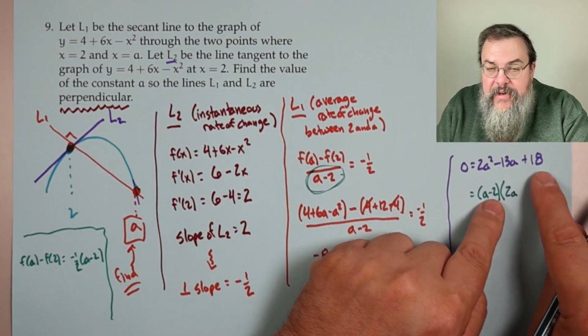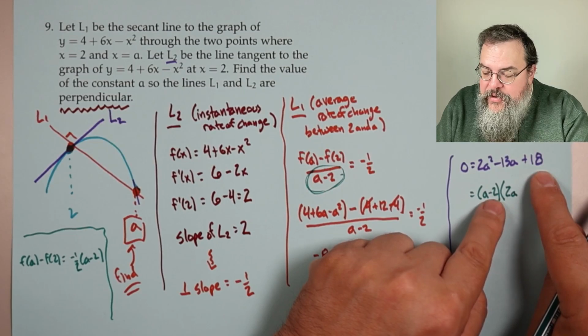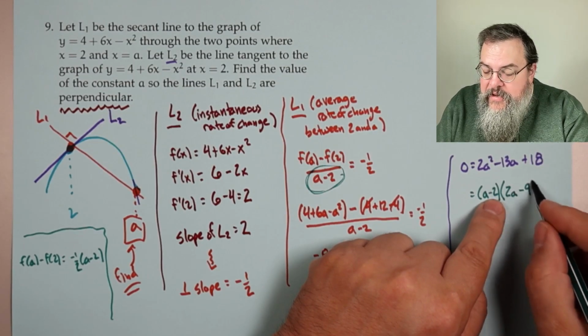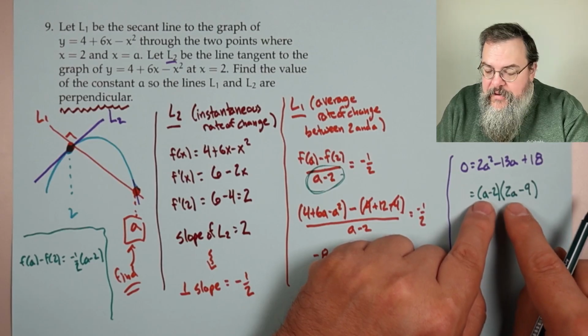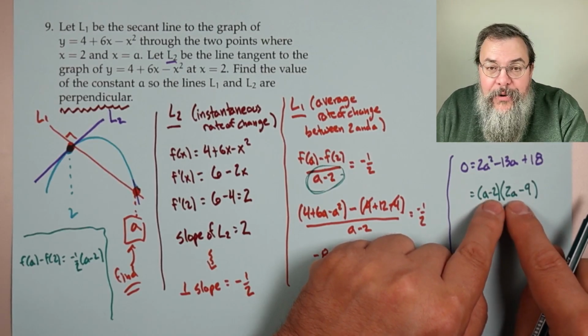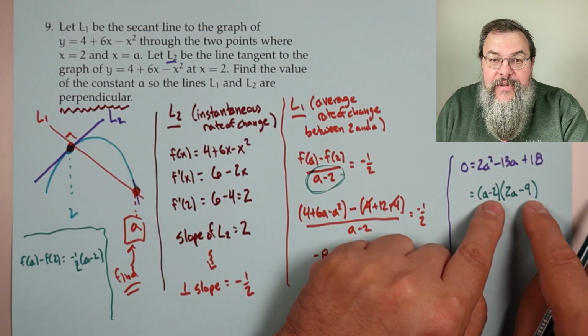We need to get plus 18. Okay, minus 2 times what gives us plus 18? Minus 9. And now multiply, right? Check it out. 2a squared minus 9a minus 4a, that's minus 13a plus 18.